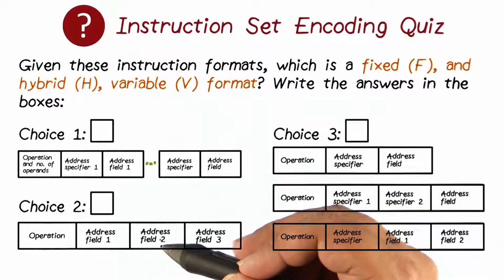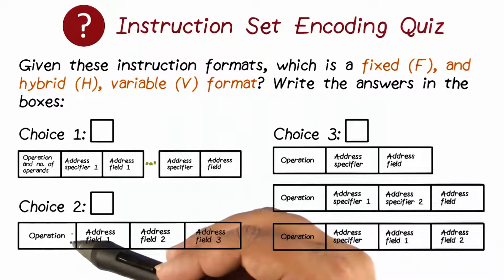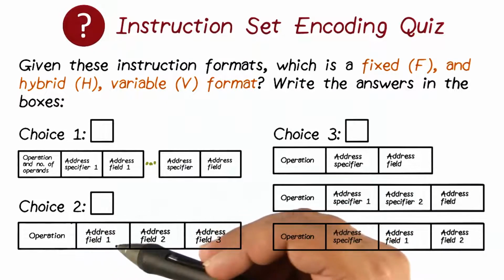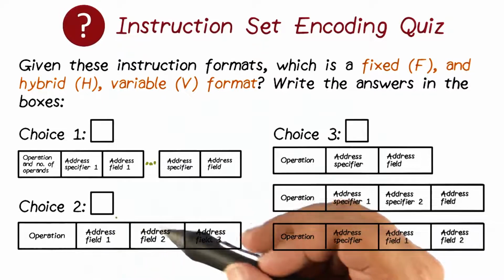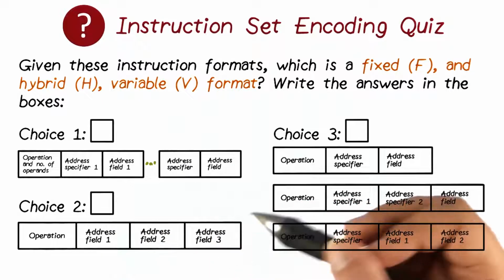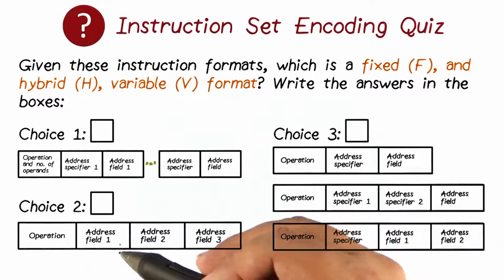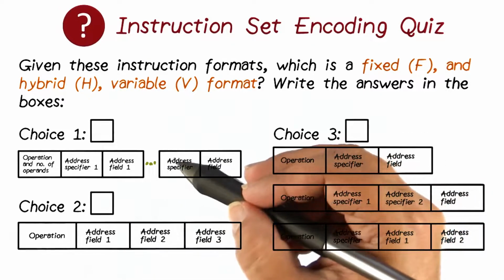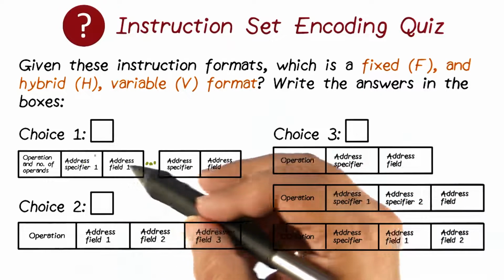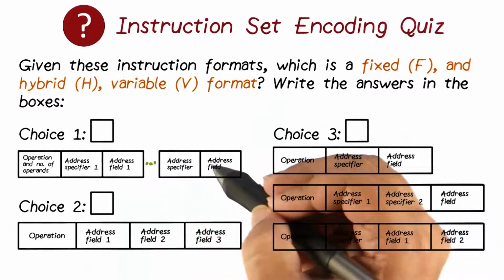The second choice here is, in this particular instruction, we have an operation or an opcode. We have an address field 1, address field 2, and address field 3. So no matter what we do, we have 3 fields here. As against that, in the first one, sometimes we could have just 2 fields, sometimes we could have 4 fields.